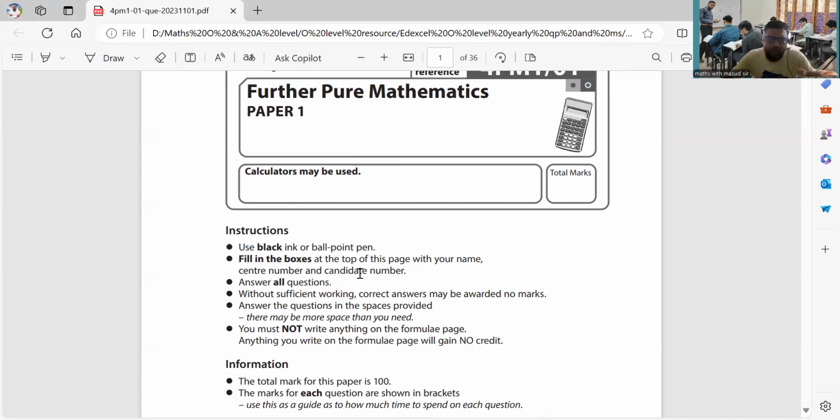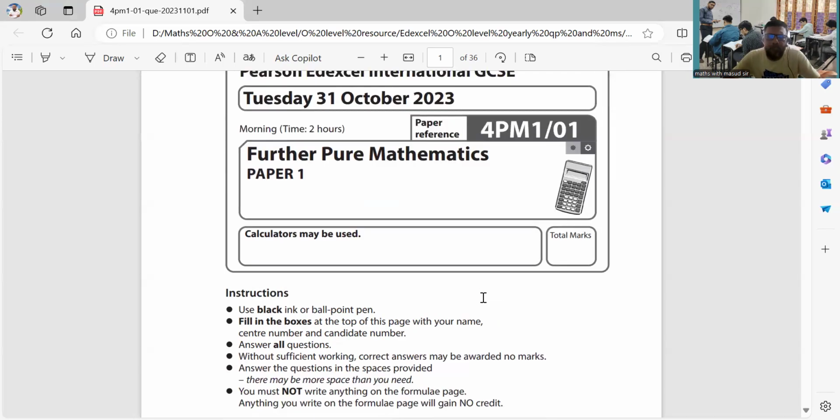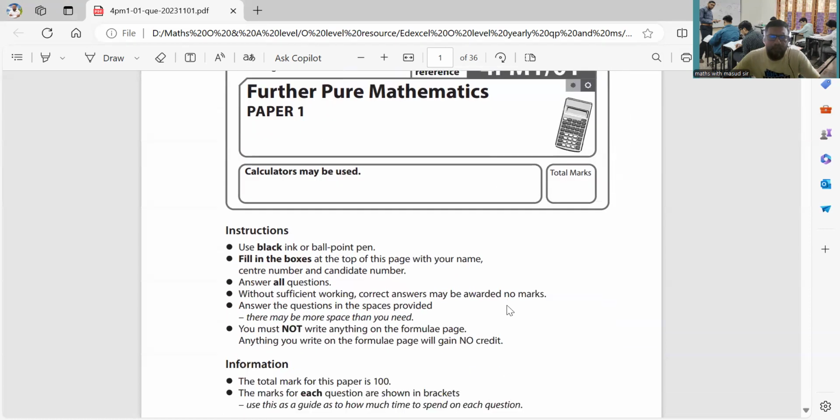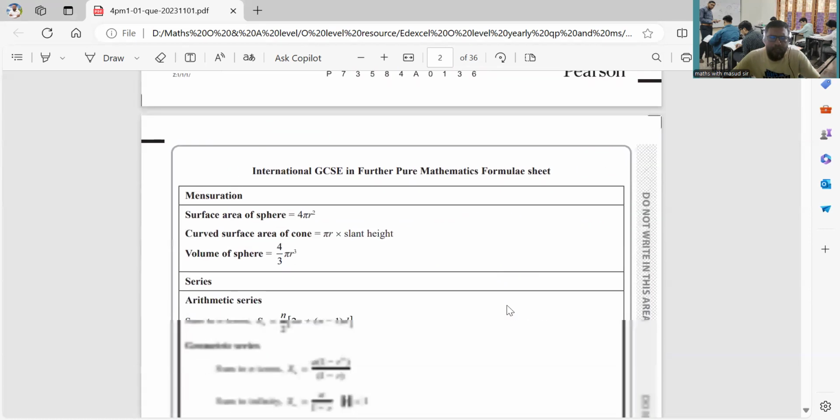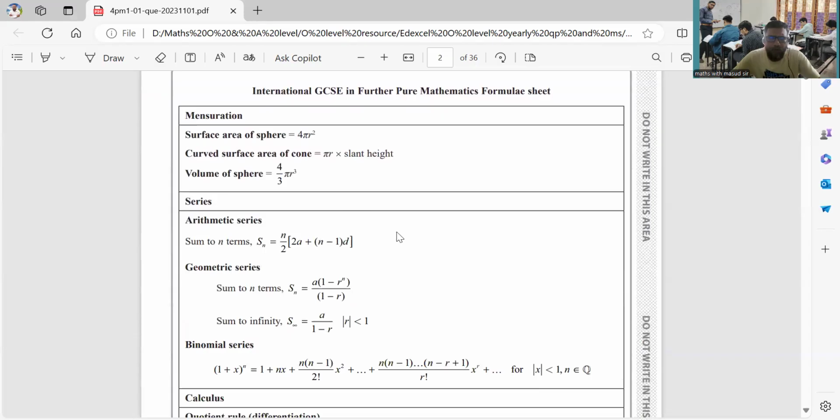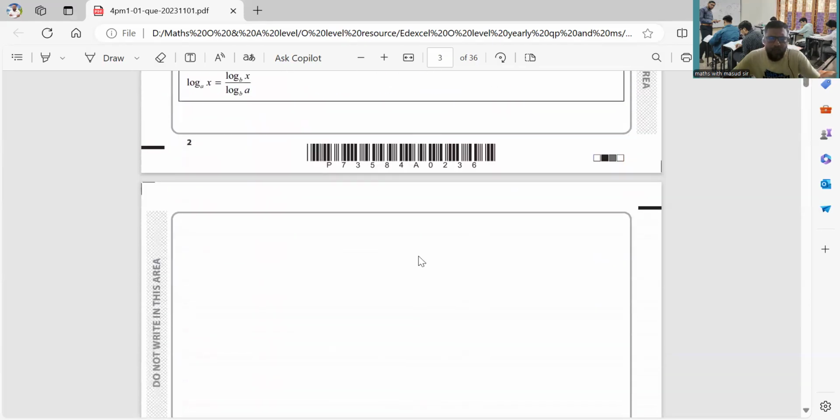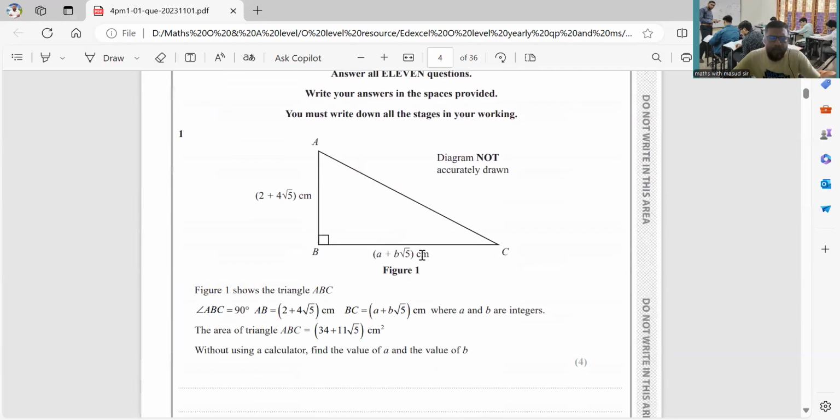The first 4 or 5 questions are very easy and small, but the later part of the paper is much more difficult and bigger. So you have to manage your time. Try to finish the first 4 or 5 questions as early as possible, and then give more time to the later questions. And if you see there is a formula booklet, with a very small formula sheet. I think you know this, and then you have to start the maths.